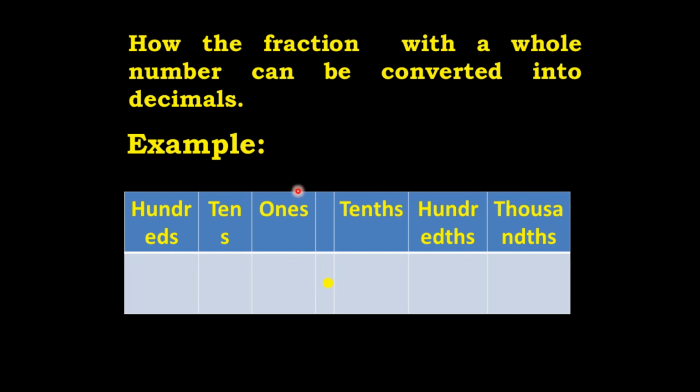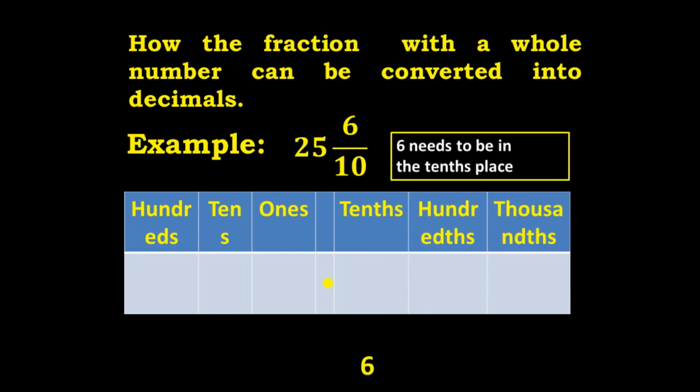Alright? So this time, our example containing a whole number. 25 and 6 over 10. So we have here what we call the whole number, which is 25. But let us focus only on the fractional part. 6 over 10, we have already answered this one. And the decimal form of 6 over 10 is 0.6. So, the next question is, what are we going to do with the whole number?